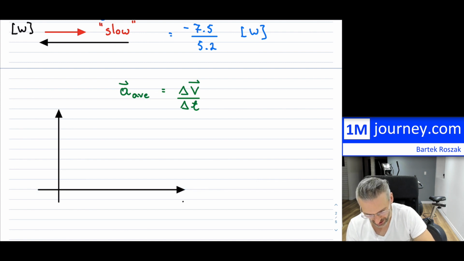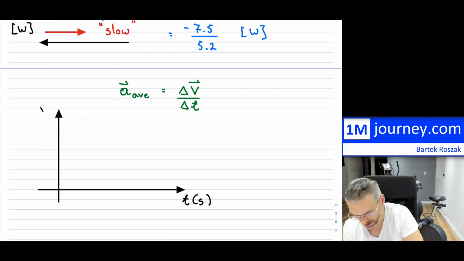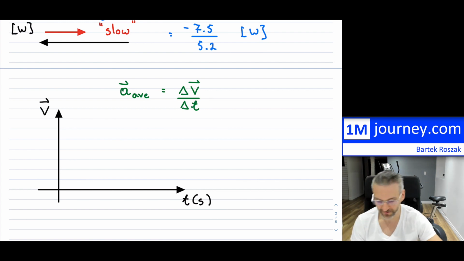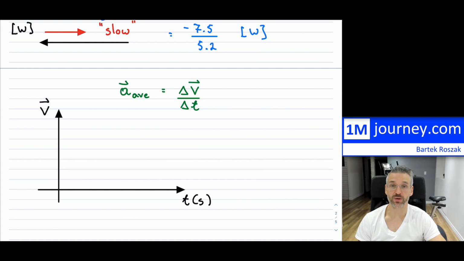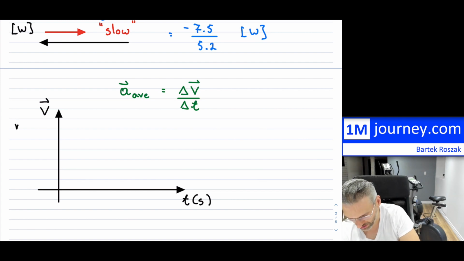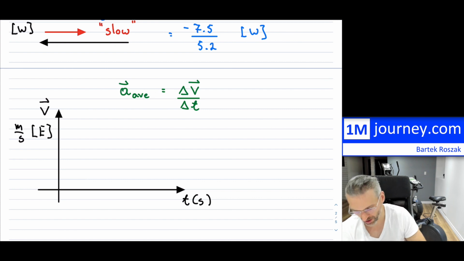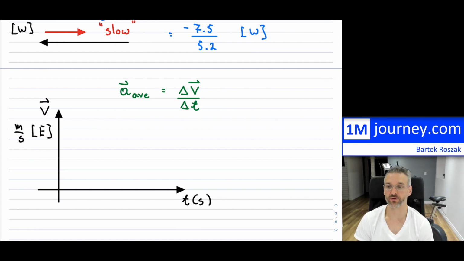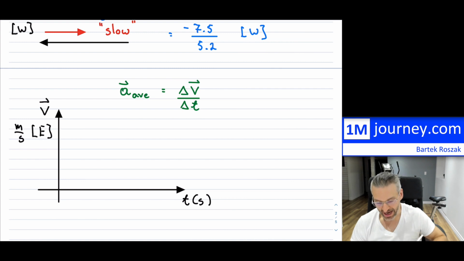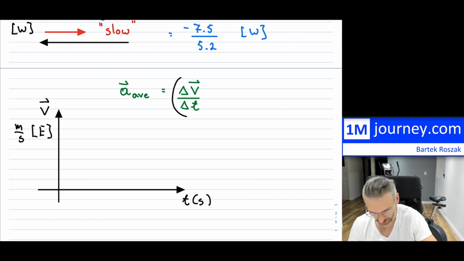And now we can say, all right, so this is our time. We'll keep it in seconds. But here we can say, this is our actual velocities that we have. And maybe this is in meters per second, and let's keep east as being positive, although you can keep it any direction you like. And now this right here gives us the actual slope.